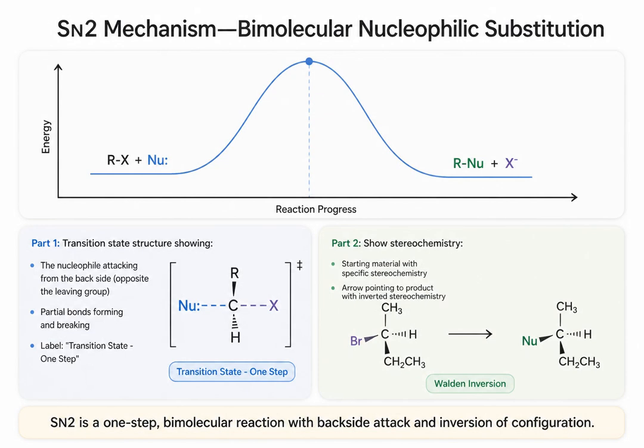The SN2 mechanism is a single-step process where the nucleophile and alkyl halide collide and react in one concerted motion. The nucleophile approaches from the backside, the side opposite the leaving group, and as it forms a bond with the carbon, the C-X bond breaks simultaneously. This backside attack causes the stereochemistry at the carbon to invert, a phenomenon called Walden inversion. Because both the nucleophile and substrate are involved in the rate-determining step, we call this bimolecular nucleophilic substitution.